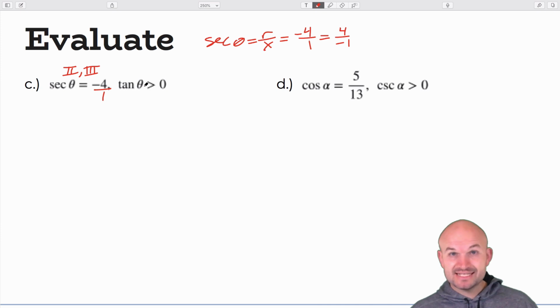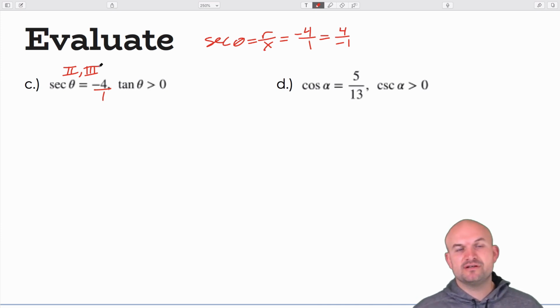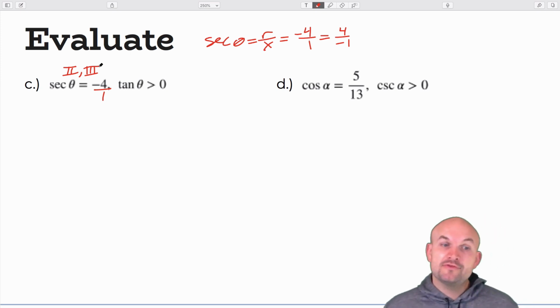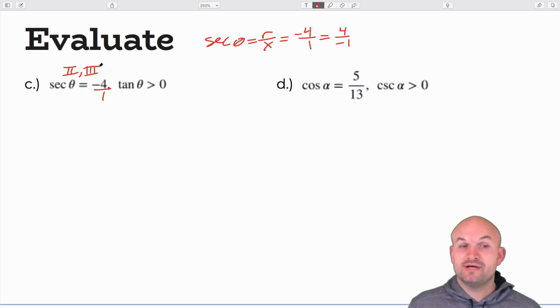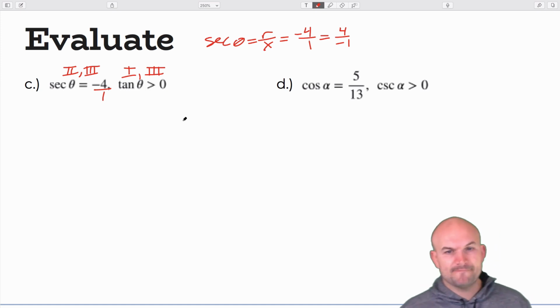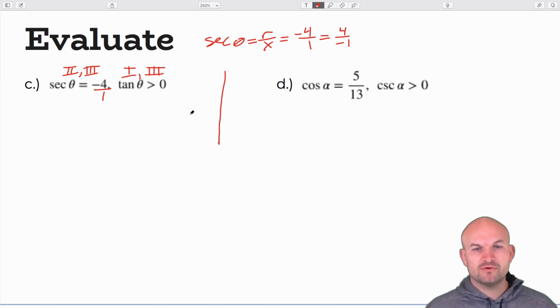My tangent is positive, right? Remember tangent is y over x. So if it's positive, that's going to be in the first quadrant. Obviously, everything's positive in the first quadrant. Or in the third quadrant, because negative y over negative x also gives me a positive. So you can see that the only quadrant where they both are true is the third quadrant. So I'm going to draw a triangle in the third quadrant.